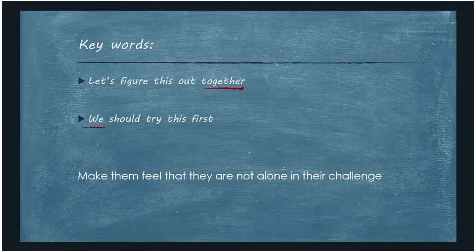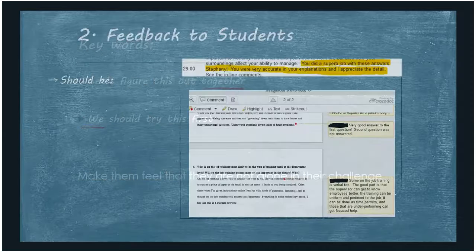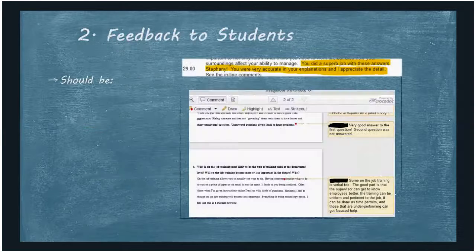And next, we're going to move on to our second key, which is feedback to students.